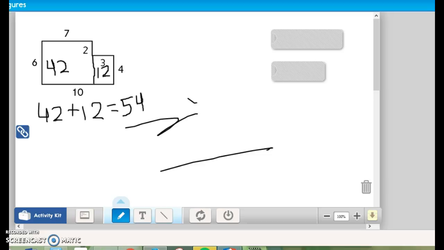Now there are other ways you could do this. Maybe you wanted to divide it this way, or maybe you even wanted to think about it more as just one big rectangle and then subtract what this would be. There are many different ways you can do that.